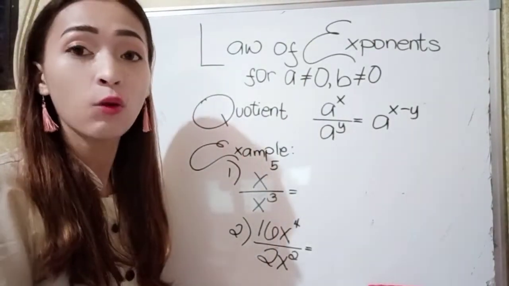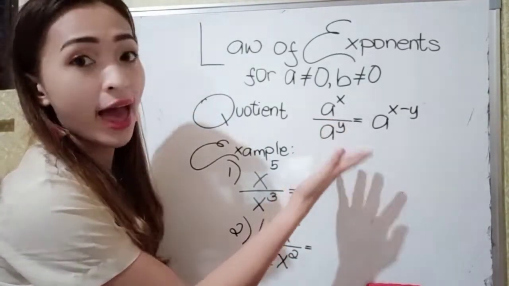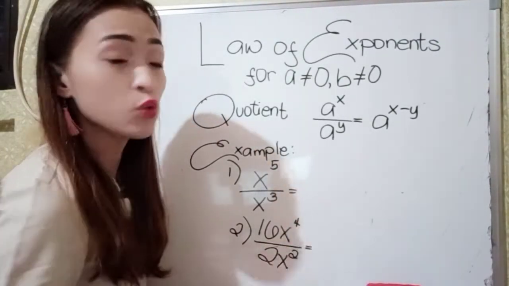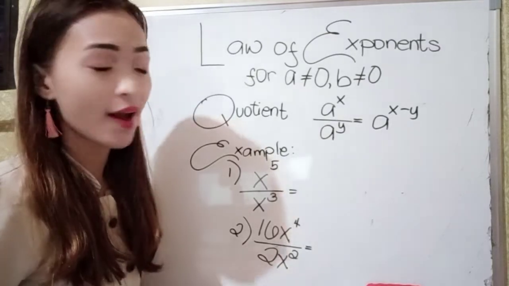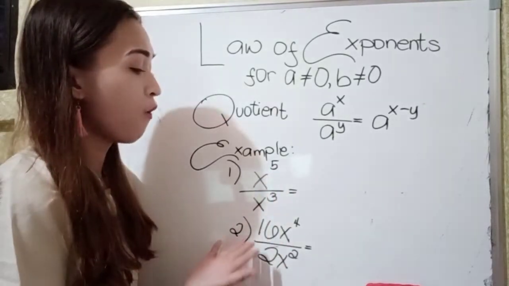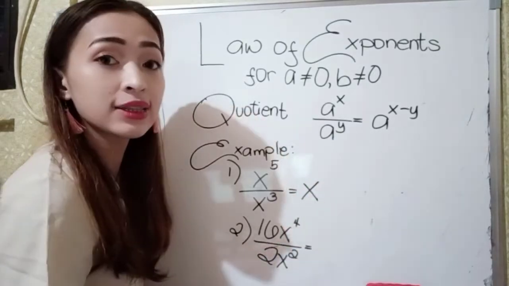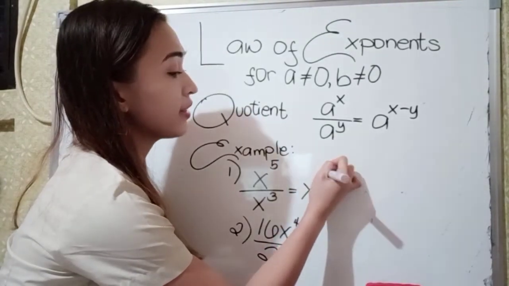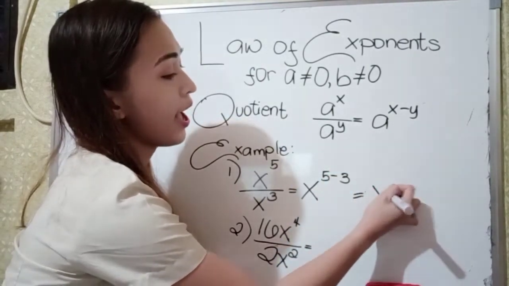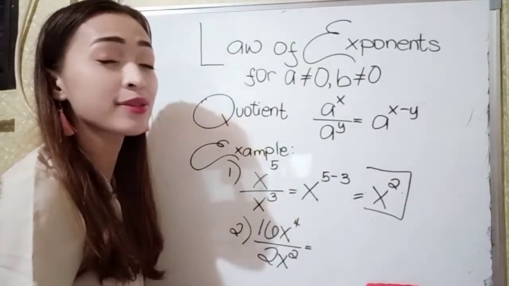Also, in the law of exponents, we have the quotient. For example, we have a to the x over a to the y, so it will become a raised to x minus y. For example, we have x raised to 5th power over x cubed. What you're going to do is copy the base x and then find the difference of 5 and 3. So it will become x to the 5 minus 3, which is 2. So our answer in number 1 is x squared.